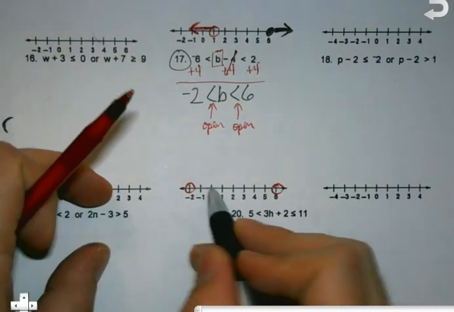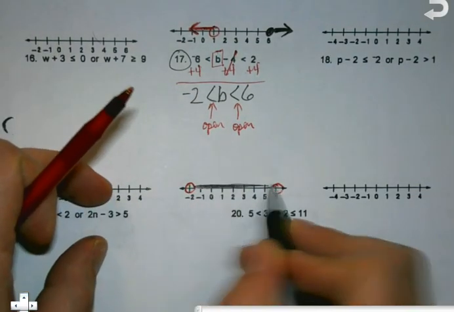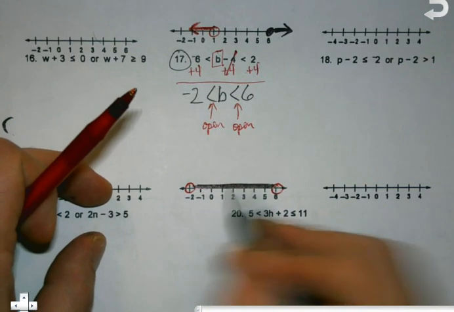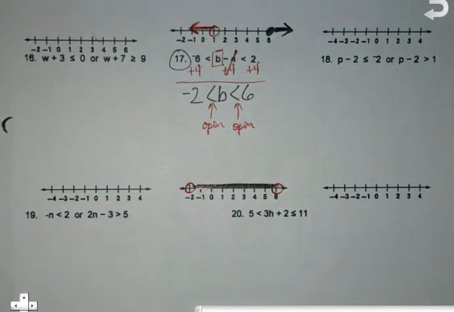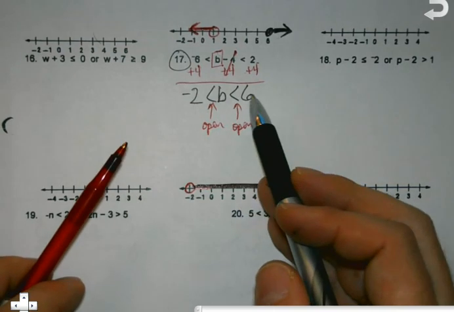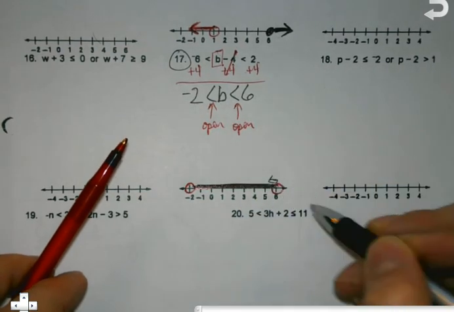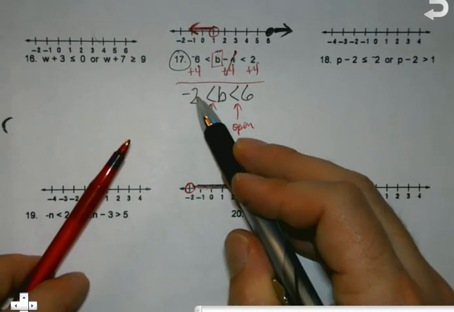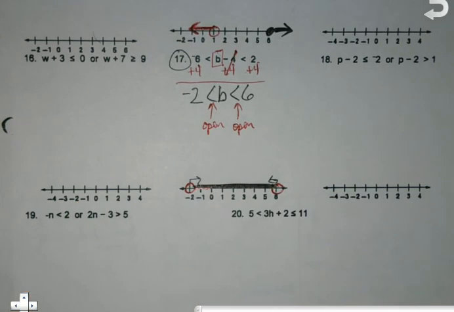And whenever you get the compound, you just color in the middle. You're just coloring from dot to dot. Because b is less than 6, which would be to the left, but b is greater than -2, which would be to the right. That's why they color into the middle.